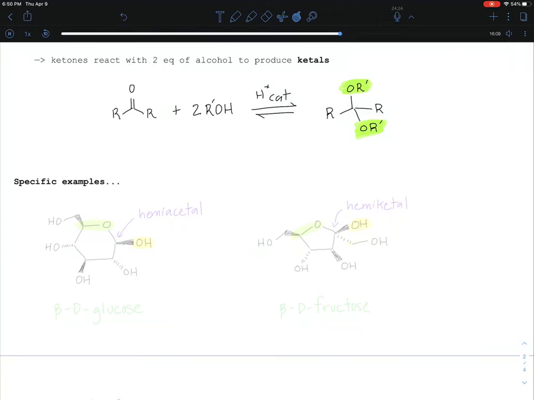And I'll tell you what the beta means. It's not important for our specific chapter, but you might be curious. What's the difference? What's alpha? What's beta? So we have a couple of different ways to draw a carbohydrate.